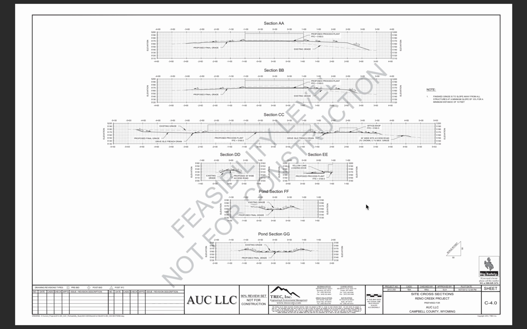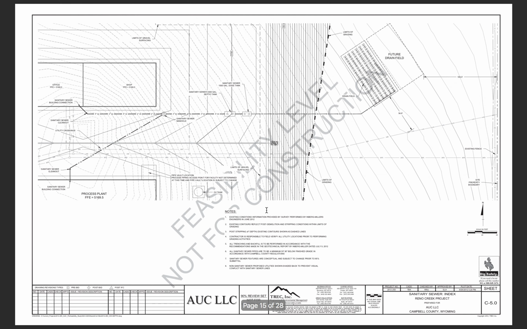Right here, we're looking at the site cross sections, and so we're seeing what elevation we're going to be at with the processing plant, the office shop, and the pond, so you kind of get an idea what it's going to look like. So I thought this was an interesting site plan. They went in and built this uranium processing plant right there.